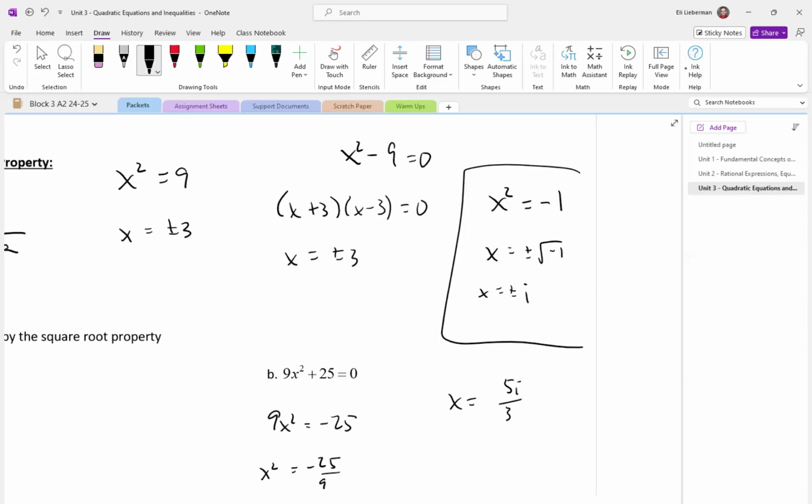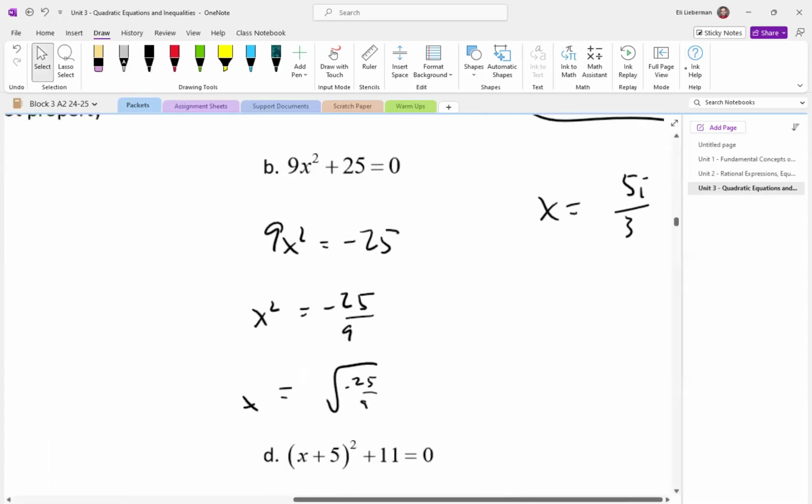Let's check. What is i squared? It's negative 1, isn't it? How about negative i squared? Negative i squared is the same thing as i squared, isn't it? Negative i times negative i is going to be i squared, which is also equal to negative 1. So even when we're dealing with imaginary numbers, it's going to be plus or minus i, which is a little bit weird.